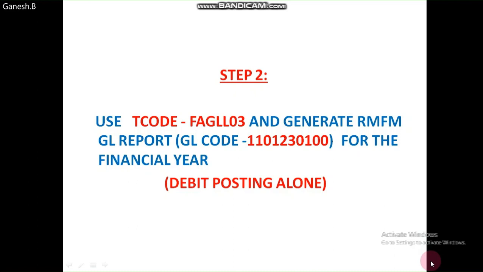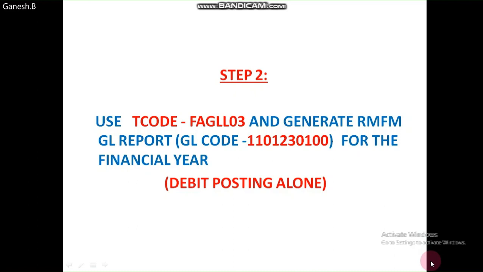We are going to use the menu FAGLL03 and we are going to use this menu on GL code 1101230. This GL is nothing but the RMFM GL. For a financial year, we are going to filter only the debit entries.